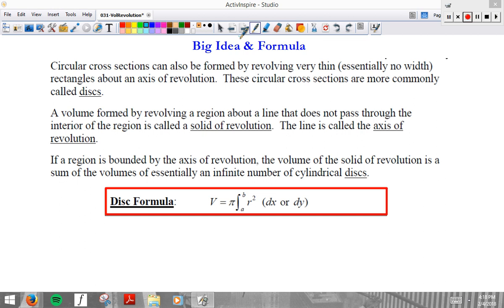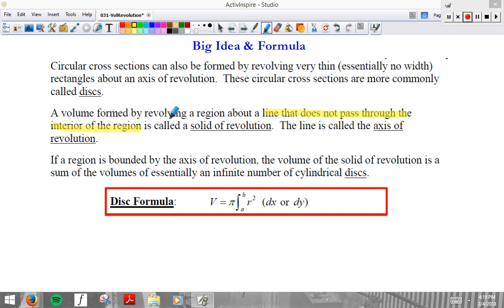We would make a disc like a CD, like a thin circle. A volume formed by revolving a region about a line is called a solid of revolution. That line is called the axis of revolution. This is just terminology. Here's something that's important that usually comes up. The line does not pass through the interior of the region, okay? We'll never be dealing with, if you've drawn your line, if you feel like the axis of revolution passes through the region, you've done something wrong.